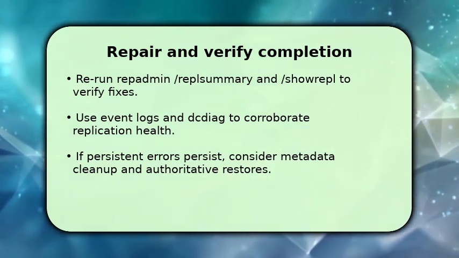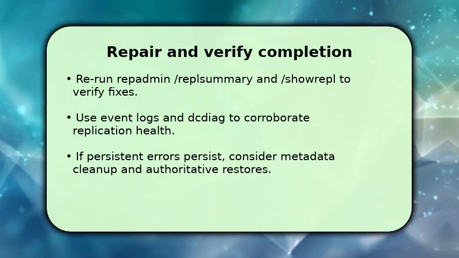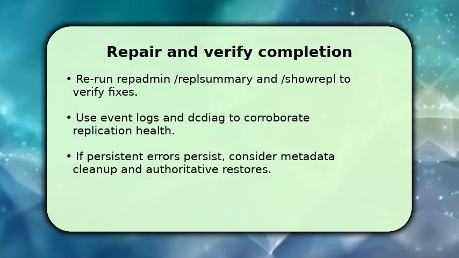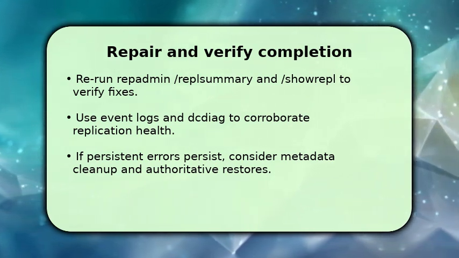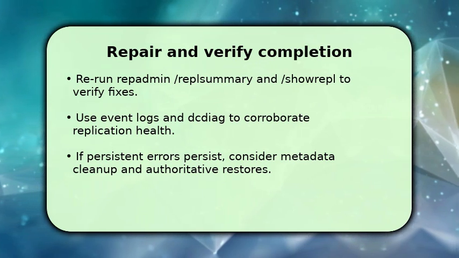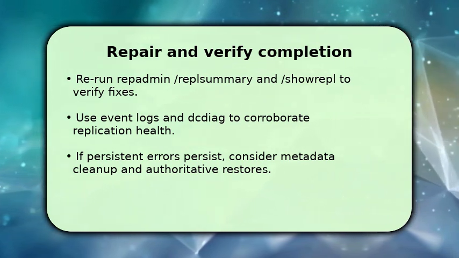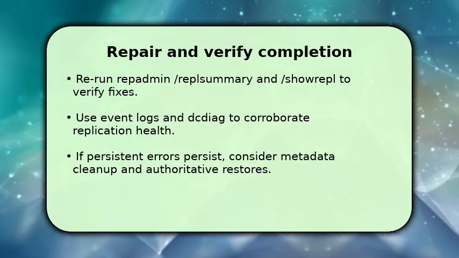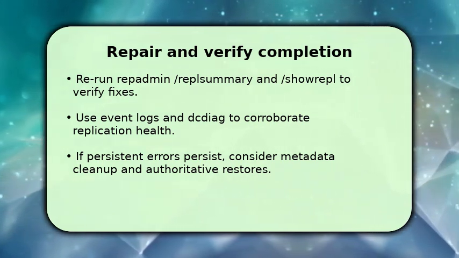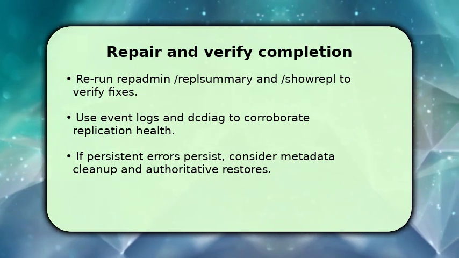Make sure to check Event Viewer and run dcdiag for corroborating evidence, because Repadmin shows replication while dcdiag highlights systemic issues. If problems persist, plan metadata cleanup or an authoritative restore only after documenting changes and scheduling downtime. Troubleshooting tip: capture exact Repadmin error codes and timestamps before.